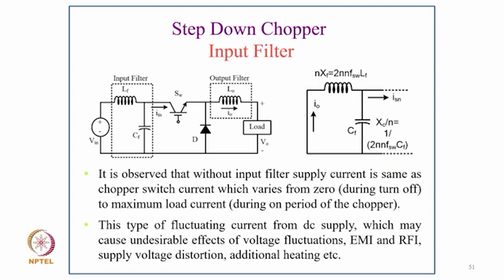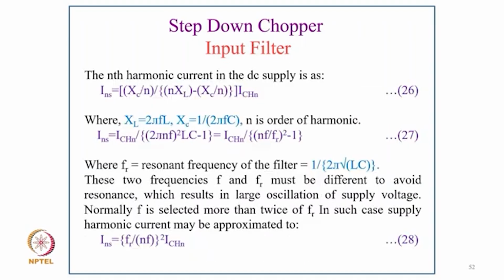So now coming to the design of input filter. As you can see in the second diagram on the right side, it is observed that without input filter, supply current is the same as chopper switch current, which varies from 0 during turn off to the maximum load current during on period of chopper. This type of fluctuating current from the DC supply may cause undesirable effects like voltage fluctuations, electromagnetic interference, radio frequency interference, supply voltage distortion and additional heating.